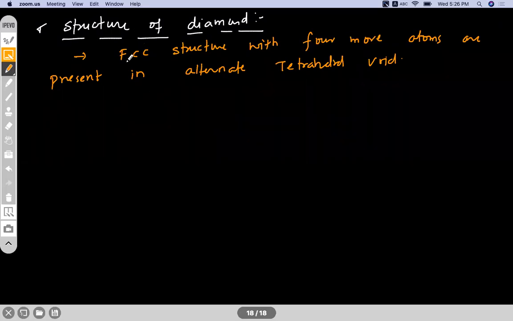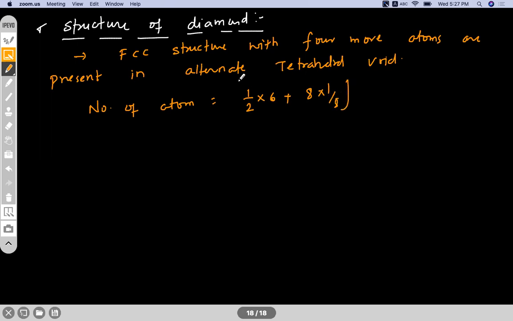the number of carbon atoms in diamond, if you see, the number of atoms or the rank if you count here. For FCC it is 4, so half into 6 plus 8 into 1 by 8. But along with this, 4 atoms are present in the tetrahedral void. So the number of atoms or the rank is 8 over here. The carbon atom, write down next.